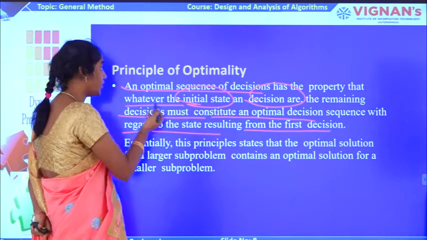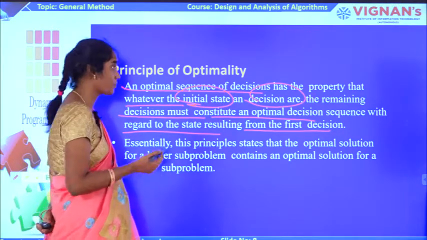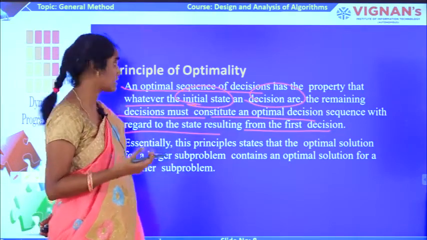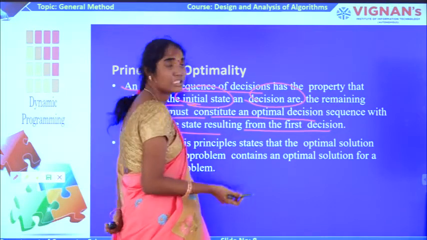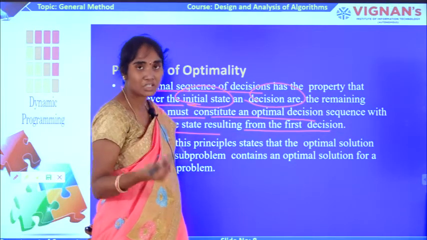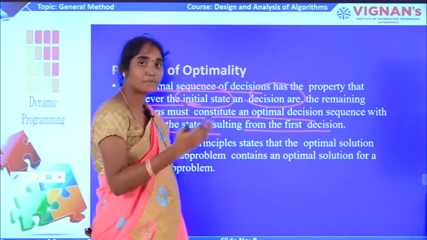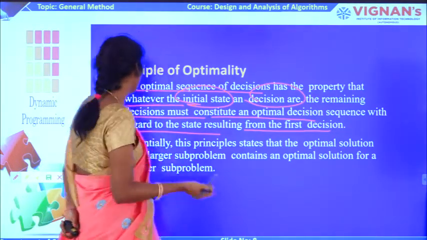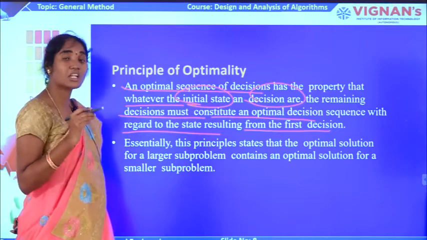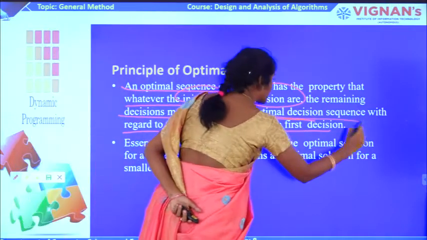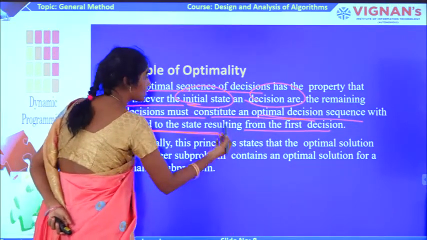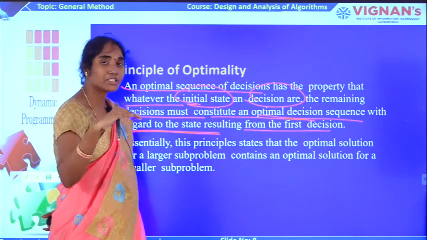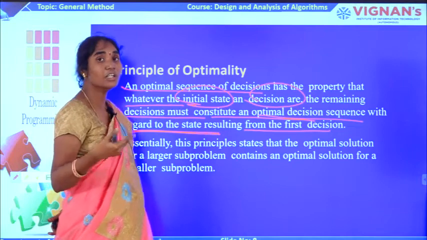So an optimal sequence of decisions has a property that whatever the initial state and decisions are, whatever type of decision you have taken, either in this path or this path or whatever you have chosen for the next level, the remaining decisions must constitute an optimal decision sequence with regard to the state resulting from the first decision. That is, from the first decision you should correspond to the next level.